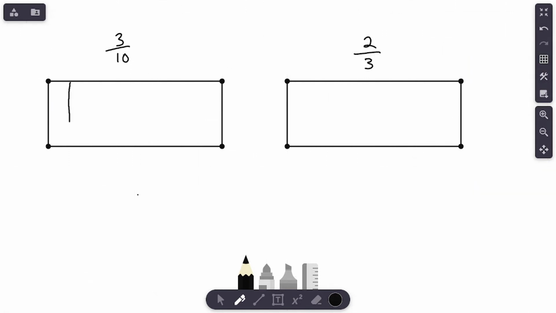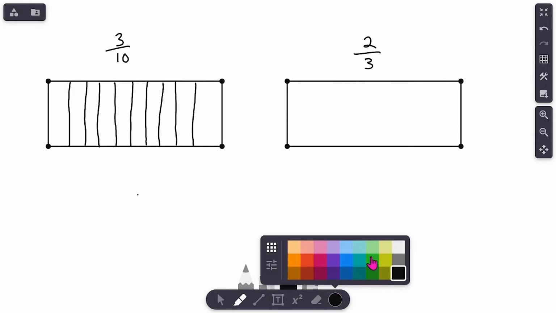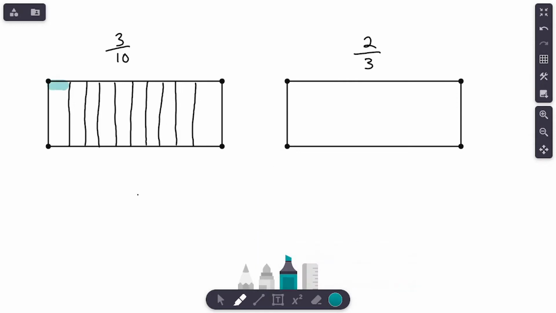I need 10 equal sections here. So here's 1, 2, 3, 4, 5, 6, 7, 8, 9, and 10 maybe. 1, 2, 3, 4, 5, 6, 7, 8, 9, 10. Notice again, my pieces aren't perfect by any means. The bigger your fraction gets, the more difficult it is to kind of draw it. I mean, that just makes sense. The more you have to draw, the more opportunities there are to make a mistake. Like, that's just kind of how it is. So let's color in 3/10 here.